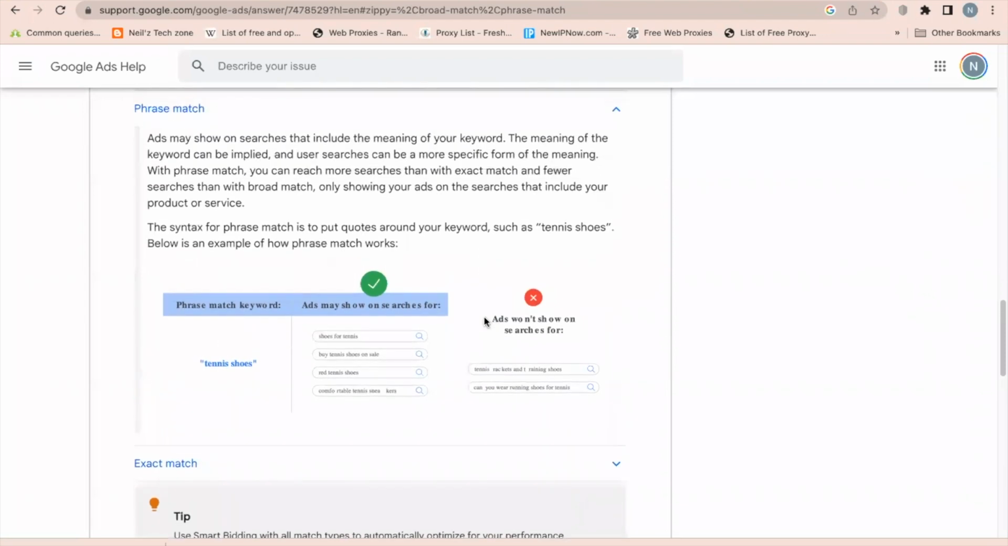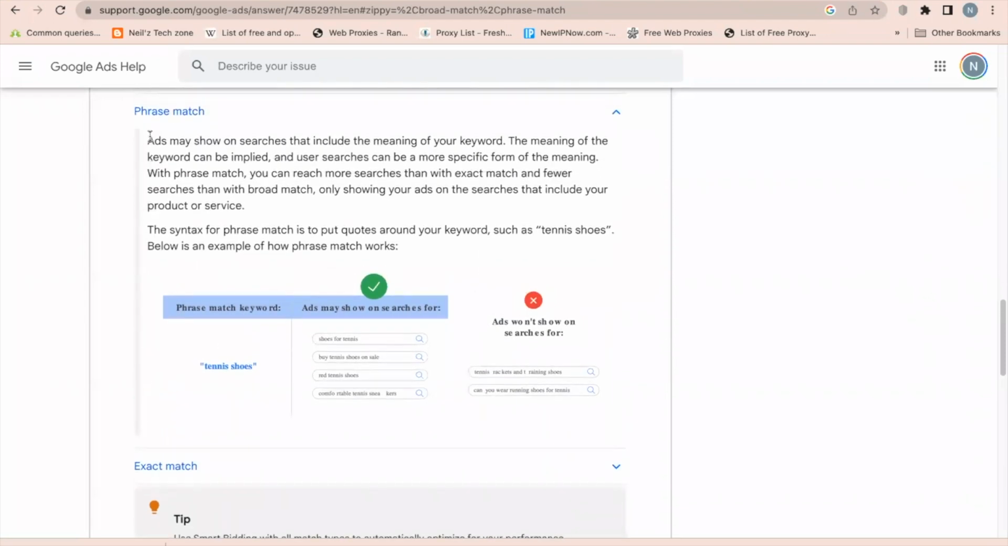So let's just see the description. Ads may show on searches that include the meaning of your keyword. The meaning of the keyword can be implied. Implied means variation. Like instead of shoes, there may be sneaker. Even though a person may not say buy or sale, if you're typing shoes for tennis, it is implied you want to purchase it. Google is implying that you want to purchase it.